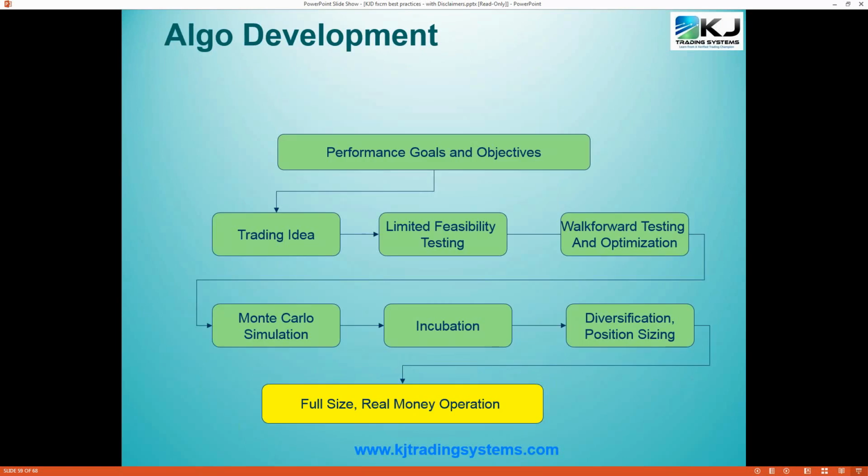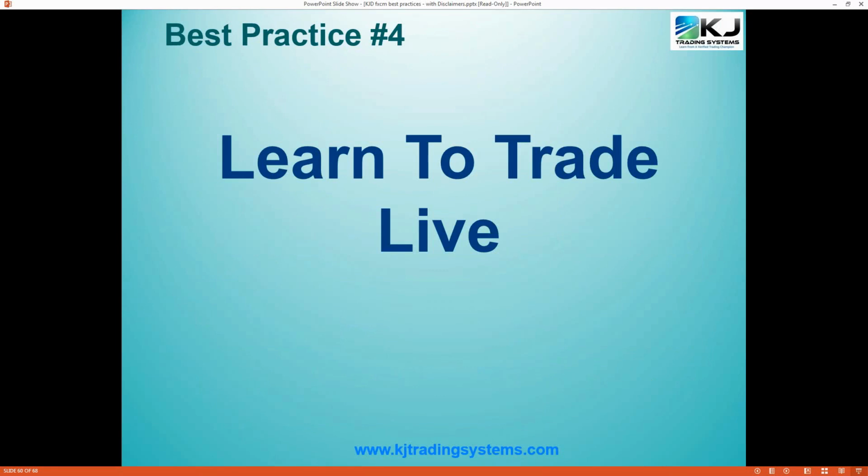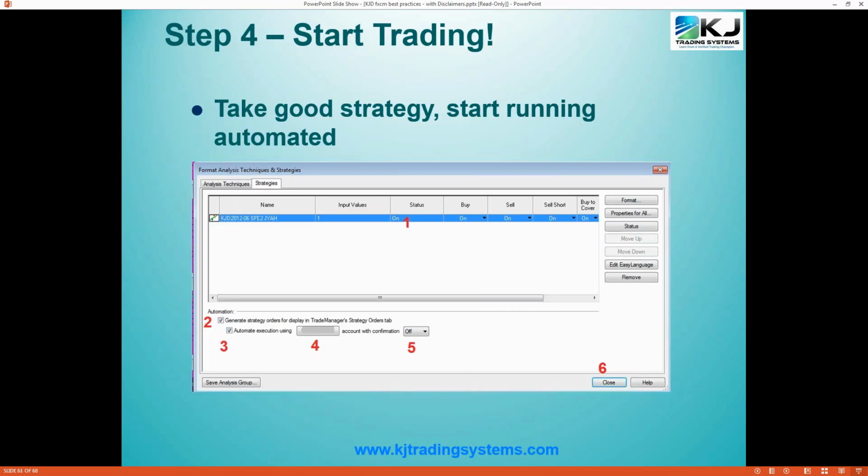Okay, so then you go on to real money operation. And as part of that, there's best practice number 4: you've got to learn how to trade live. Here's an example. This is TradeStation. All retail platforms that can do automation are basically the same. It's basically like six mouse clicks, and your strategy can be running live. Most software is set up this way, where it's pretty easy to turn on.